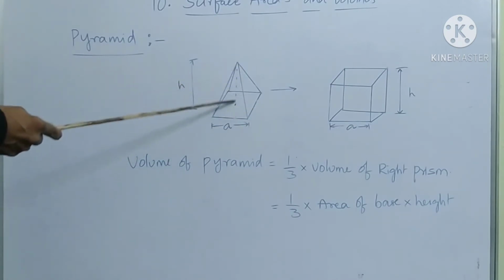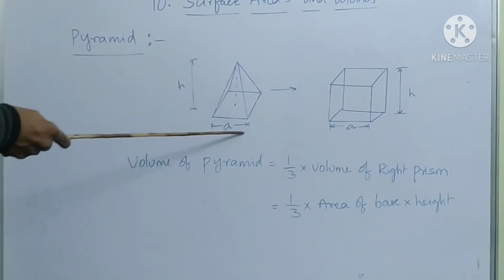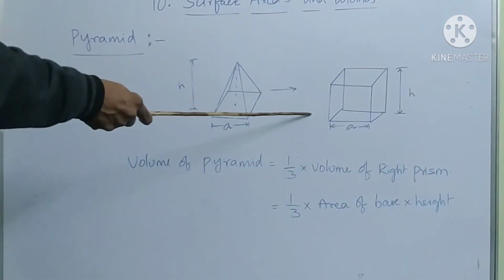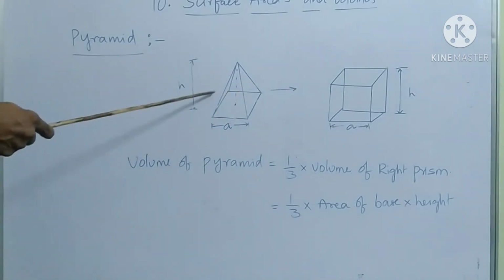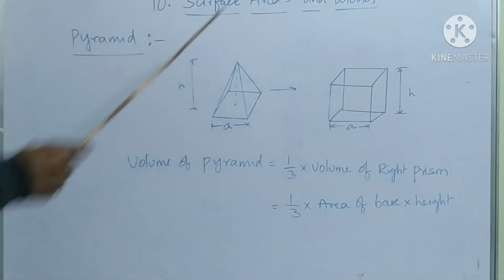This is the height. This dotted line represents the height of the pyramid. Here the base is A, the height is H. The pyramid's height and base are equal to the height and base of a right prism, then its volume is the 1/3 part of the volume of the right prism.